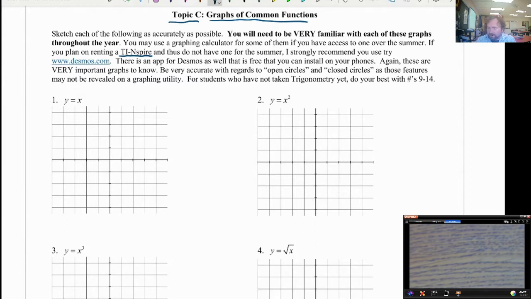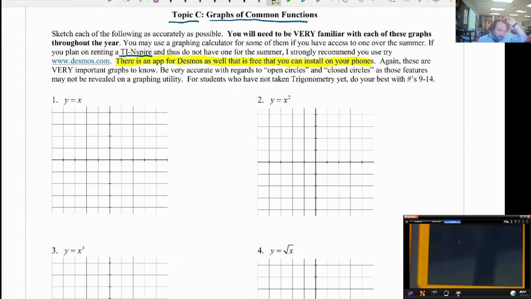Or, honestly, Desmos does a really good job too. And Desmos does have an app that you can install on your phone. That is free. It's important to have a graphing thing of some ability for you to use. Some sort of machine that graphs things. Whatever you're going to use. Keep in mind that on the actual AP test, you will not be allowed to bring your phone in the room, so you should have some sort of calculating device that can do that.